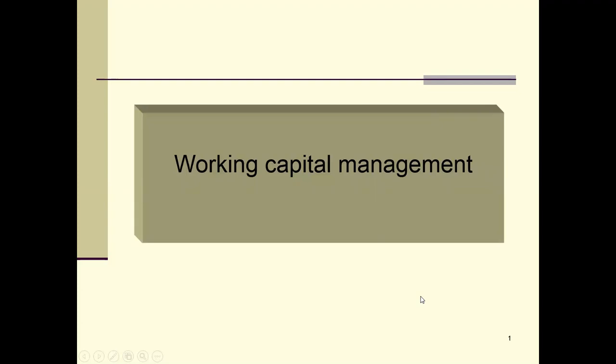Hello student, today we are starting a new chapter which is related to financial management, and more specifically we call it working capital management. The topic is one of the most important topics in which we deal with how firms manage their operating activities and how their liquidity is impacting their business decisions and their profitability.